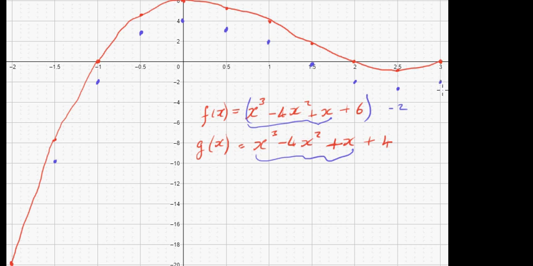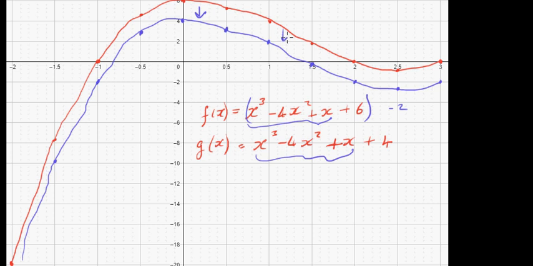So if we connect these up, you can see you'll just end up with a curve like this, which is just the red curve, our original function f of x, just moved down 2 places. We subtracted 2 from our function, so we've just moved the entire curve down 2 places. Okay, so that's it for cubic functions.